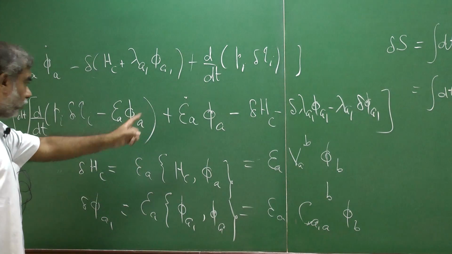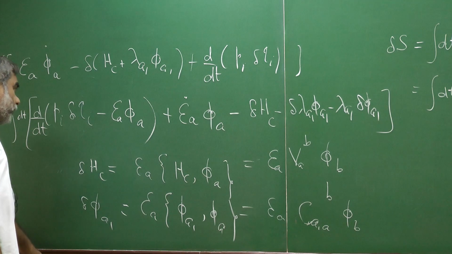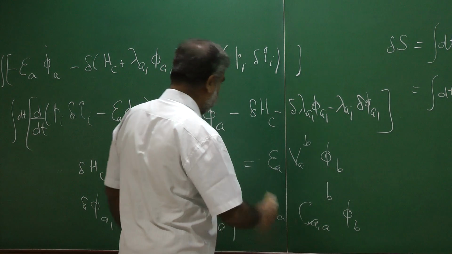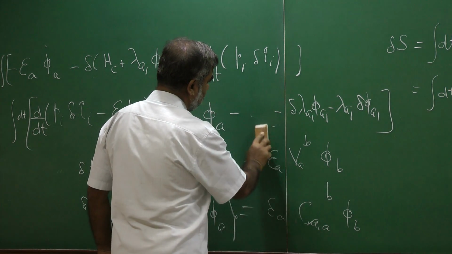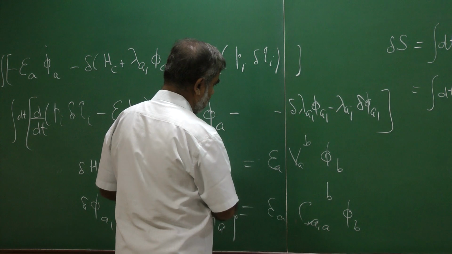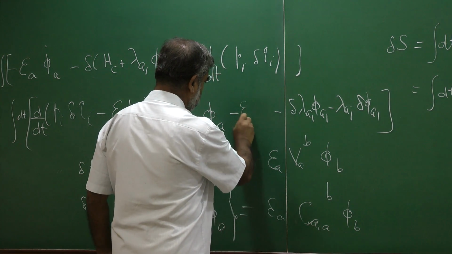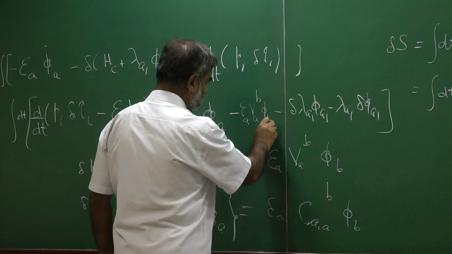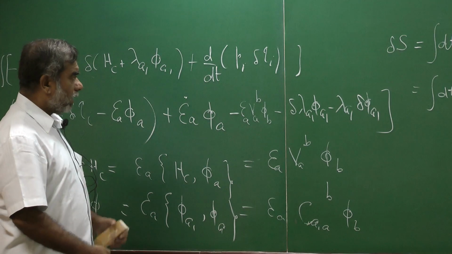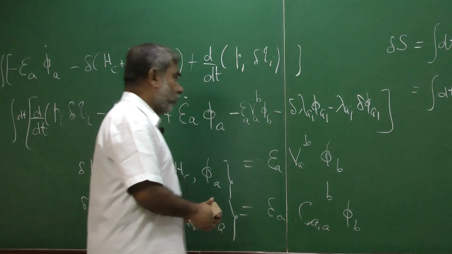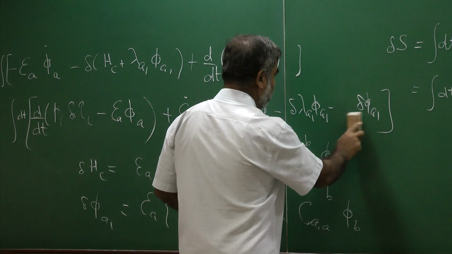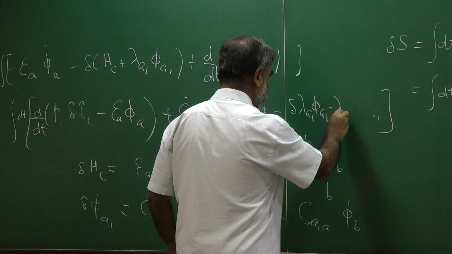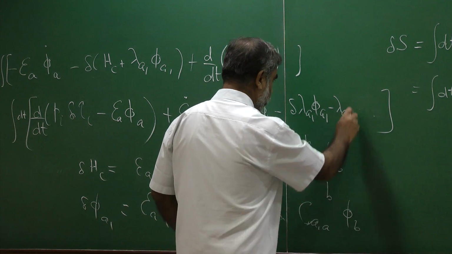So you have to now use these results here, and therefore I derive this delta HC by just replacing it by this. And likewise, I will also change this. There is a lambda 1, and then I just put this.